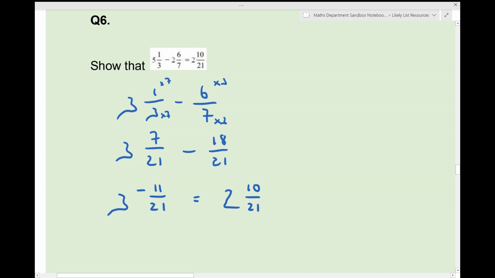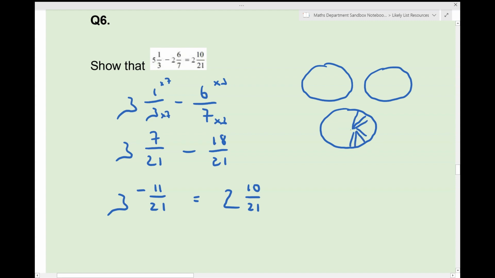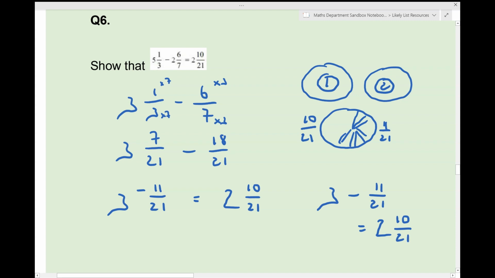Now, how have I done that? Well, if you imagine 3 cakes, and you take away 11 21ths, so I'm going to take away from here 11 21ths. If I take away 11 21ths, I'll be left with 10 21ths. So altogether, I'm left with 2 wholes and 10 21ths. Or alternatively, if you've got a calculator at hand, you could simply type in 3 minus 11 over 21, and that would tell you that the answer was 2 and 10 21ths. That's question 6 done, because I've shown that the left-hand side equals 2 and 10 21ths.